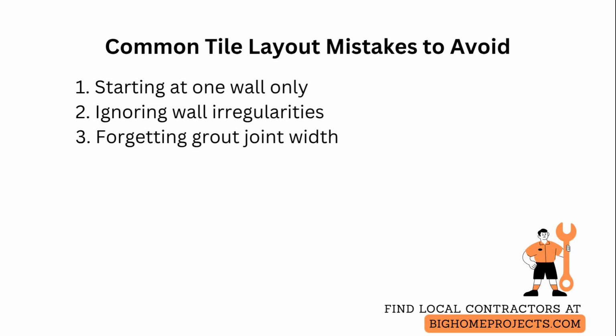Another issue is ignoring wall irregularities, which create uneven gaps along the run, so scribe walls and allow for irregularities by adjusting the starting layout or using trim pieces where necessary.